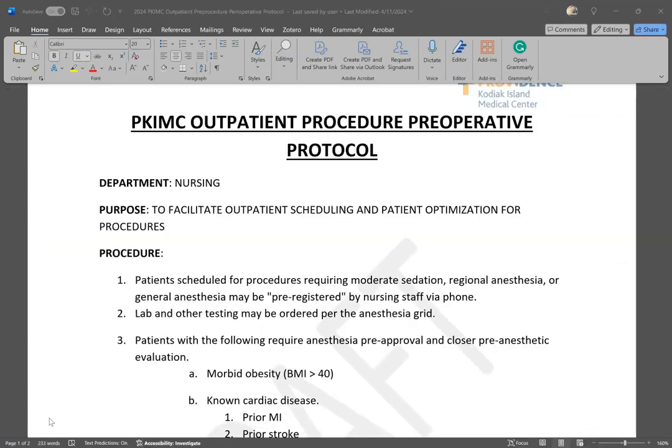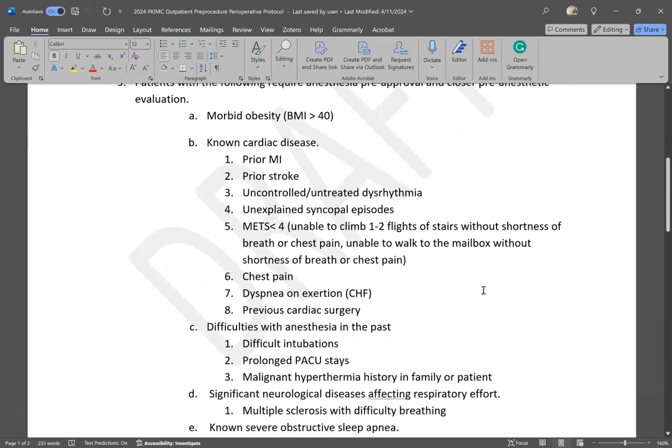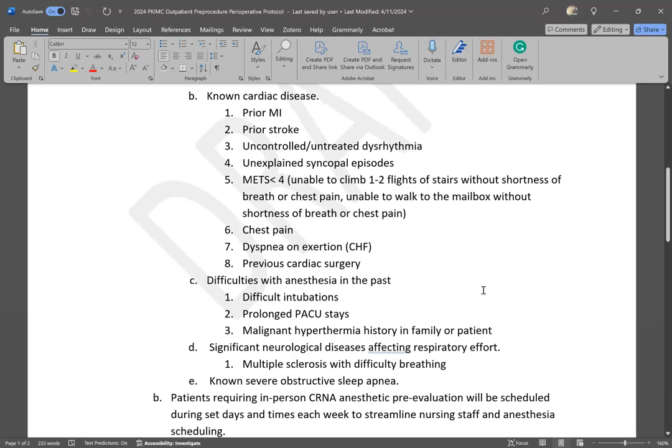Another thing we need to look at for this patient is the PKIMC outpatient procedure preoperative protocol that you guys are using in the clinic. If the patient is morbidly obese, having chest pain, has been a difficult airway, or some of the other things listed in this sheet, please feel free to contact anesthesia with any questions. I'm just going to scroll this sheet so you can see some of the things. And you have this paper in the clinic to review.